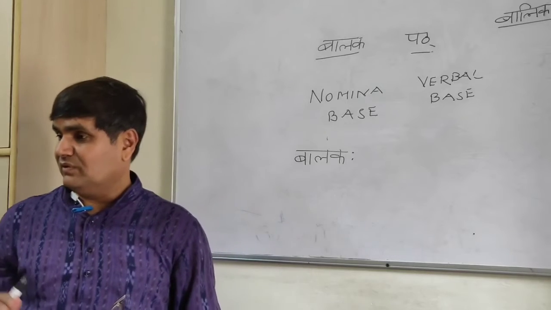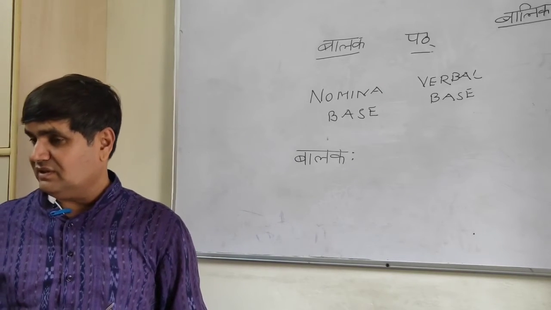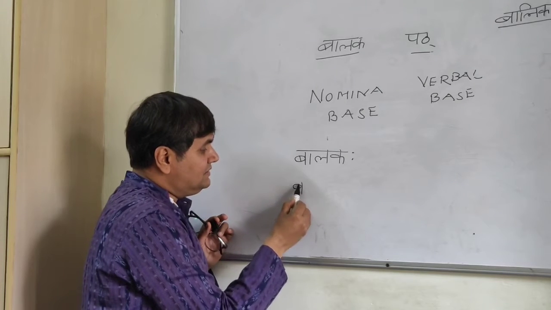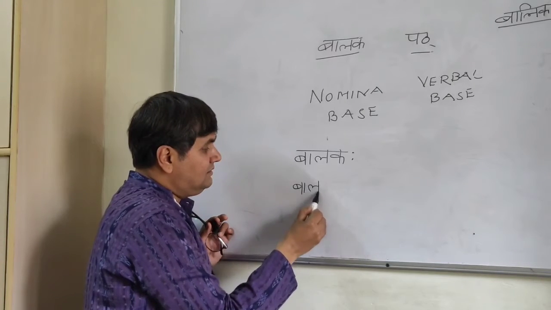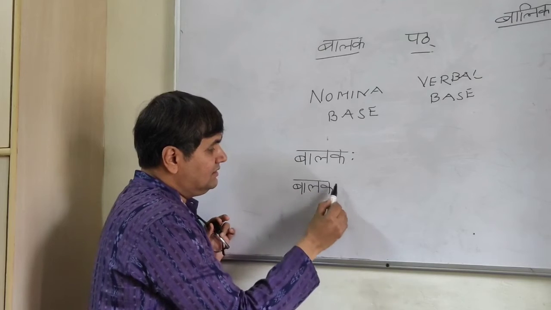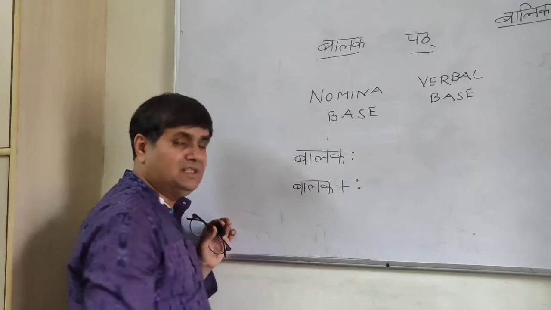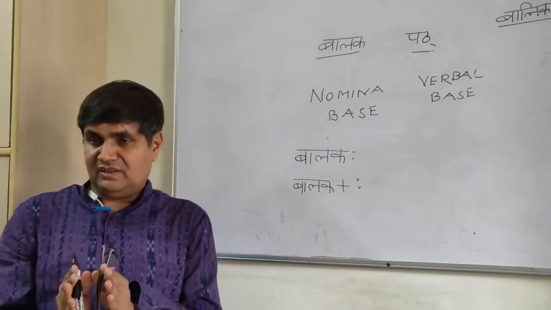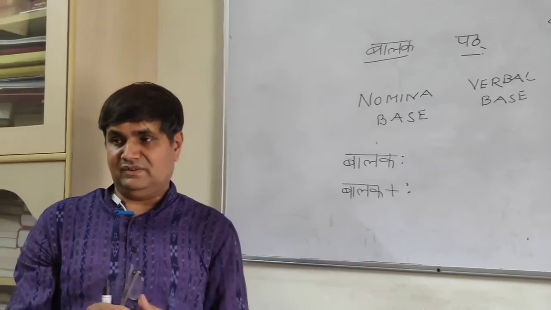It's called morpheme. What is it called in English? In modern linguistics, it is morpheme. So balakaha is a word, and this visarga is also an independent word. When you combine them together, it becomes an independent word.